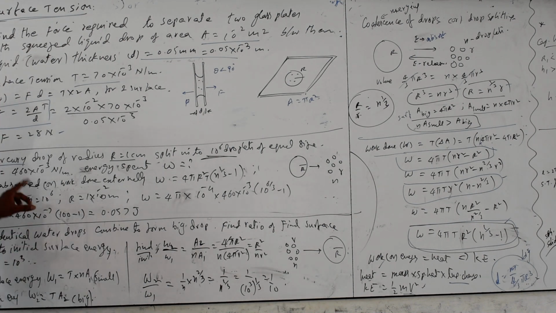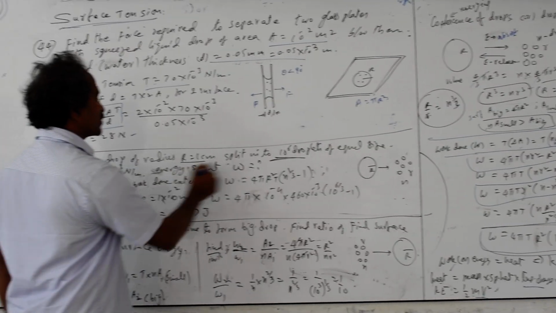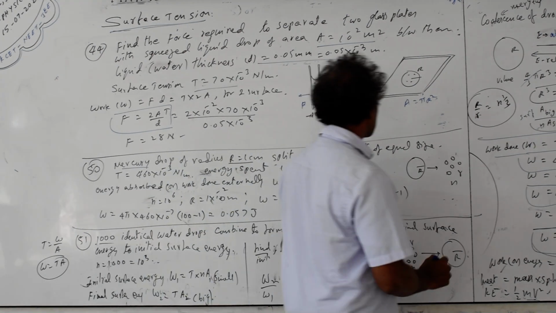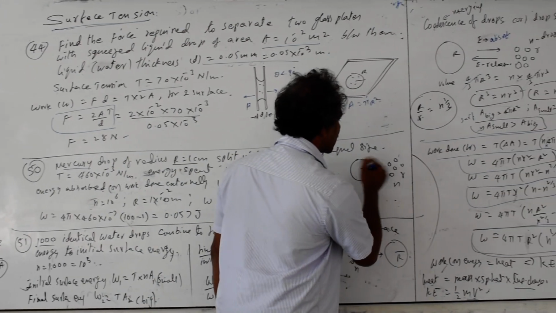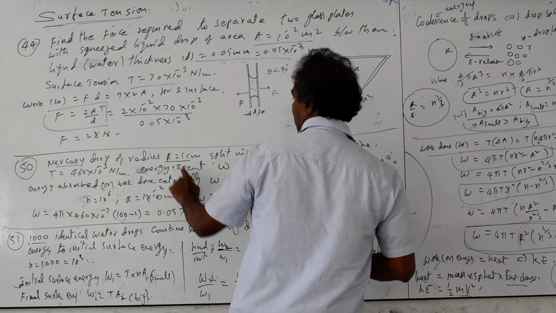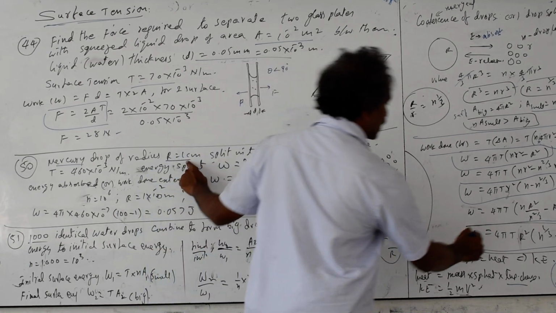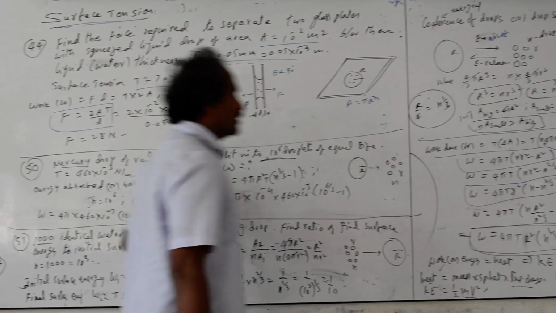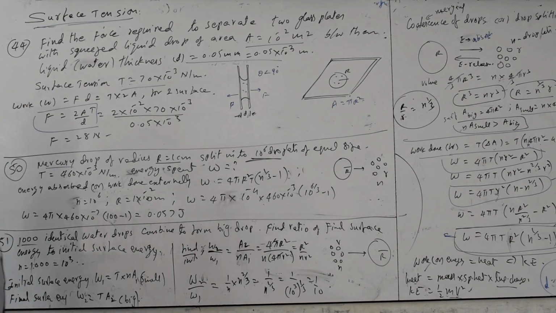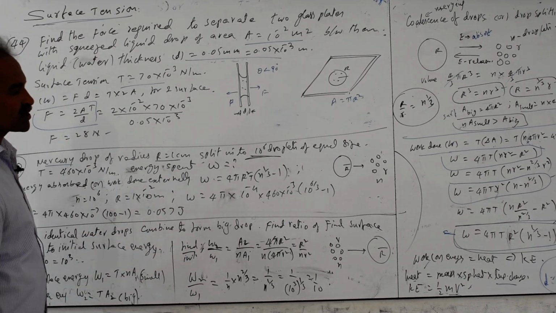Next, come back to this problem. Here, a big drop is splitting into small droplets. The initial radius, capital R, is given as 1 centimeter. So this is the formula we have to use: W equal to 4 pi T R square. It is a liquid drop with a single surface. For bubbles, it is 2 into 2 area. Wherever area is there, multiply with 2.